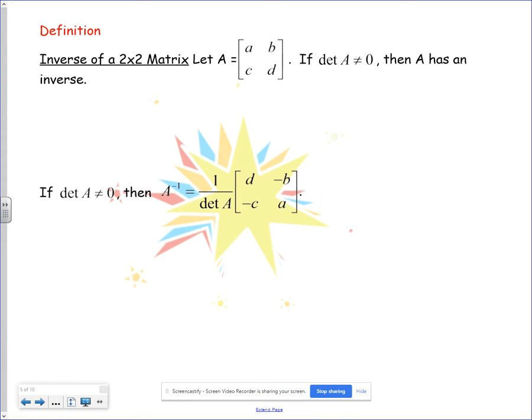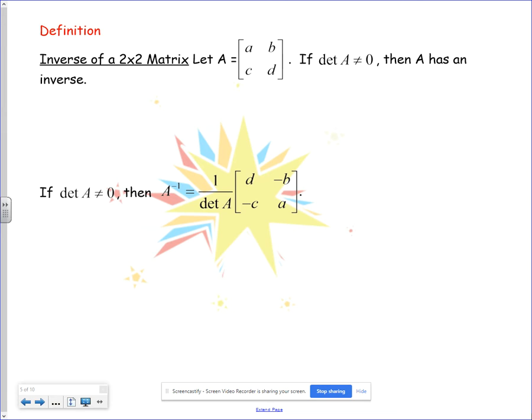In this lesson, we are going to learn how to actually find the inverse of a 2 by 2 matrix. Remember, not all matrices have inverses. So, if we have a 2 by 2 matrix and you want to find the inverse, we're going to let A equal [A, B, C, D]. If the determinant of A is not 0, then the inverse exists. So as long as the determinant is not 0, it has an inverse.